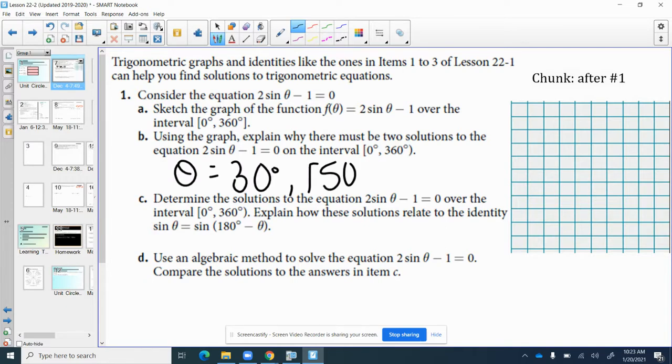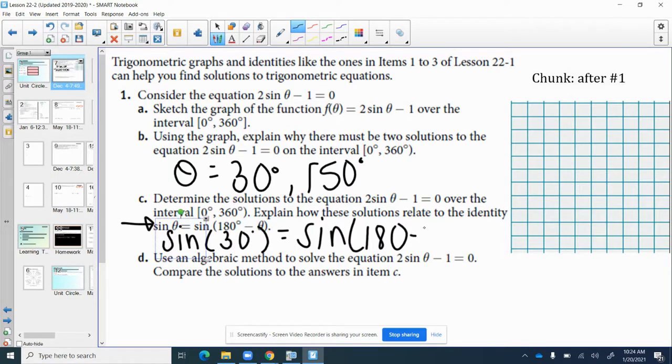Now, this actually connects back to the last lesson because we talked about the identities, and one of them was sine of theta equals sine of 180 minus theta, aka your quadrant 1 sine value and your quadrant 2 sine value are the same. We can confirm this fact using sine of 30. If we plug theta into the identity, we can check that these two are the same value.